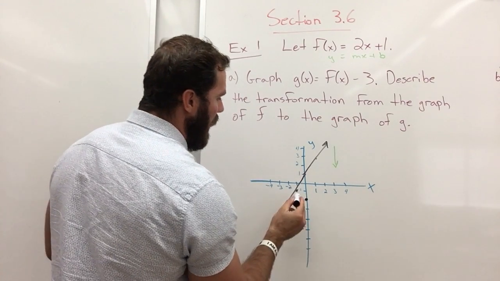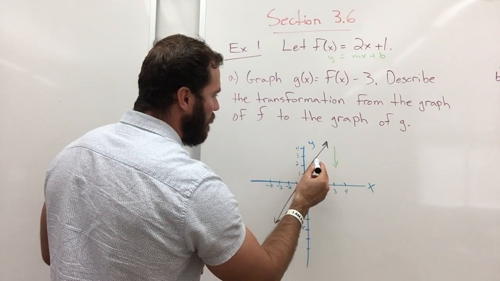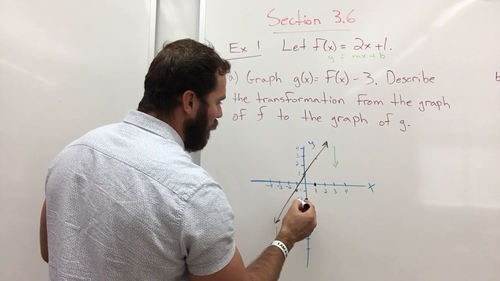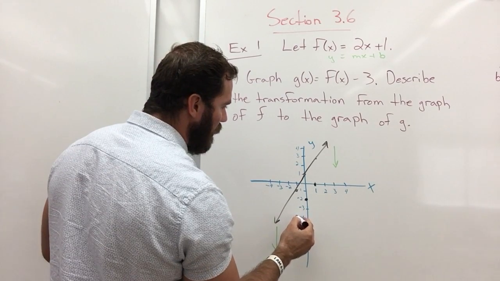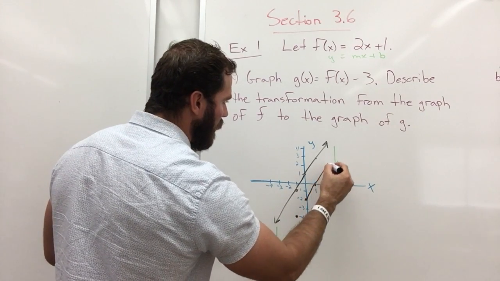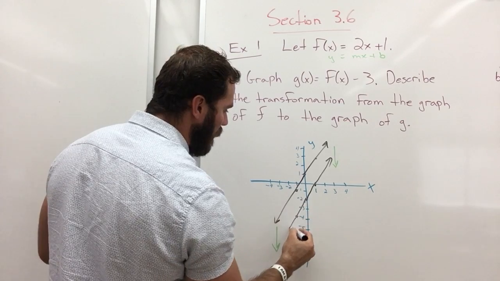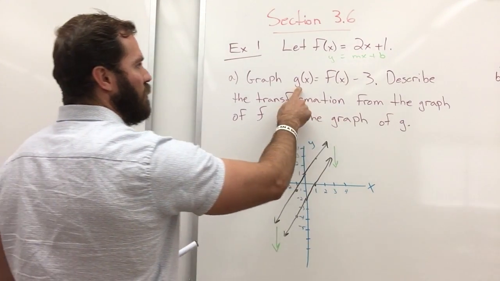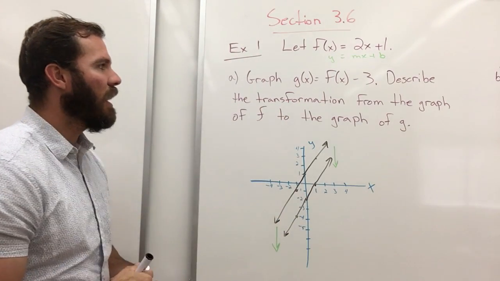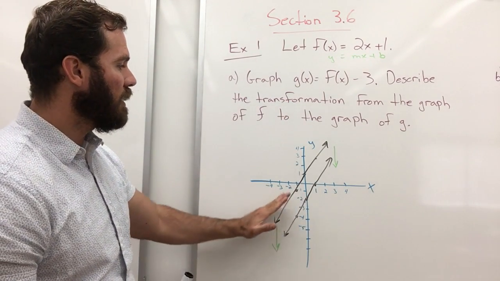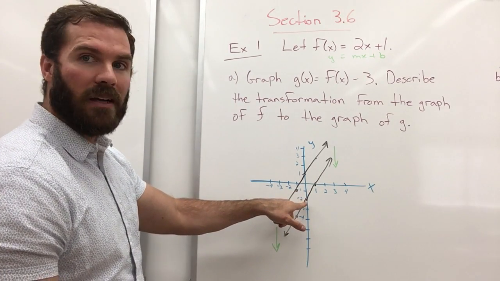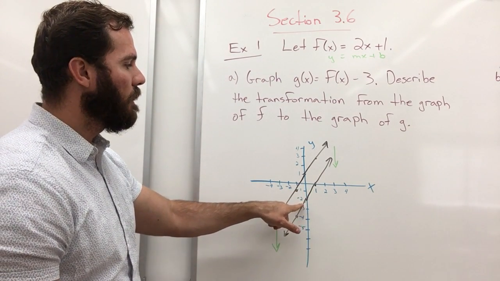Okay? And same thing for all of my other spots. I can go down 1, 2, 3. 1, 2, 3. And there is the g of x graph. That's my new graph. It's parallel, and it's crossing the y-axis at a negative 2.